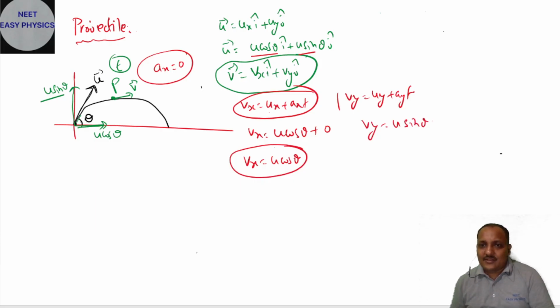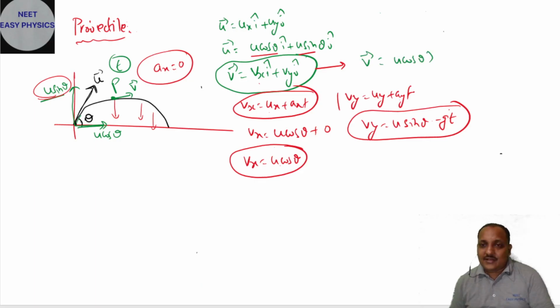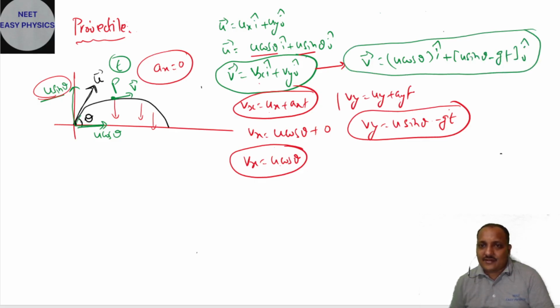What does ay mean? Acceleration due to gravity will always act downwards. Therefore, for a vertically projected body, u sin theta is the vertical component, and so minus gt. Now you can substitute vx and vy in this equation. Then what is v bar? V bar is equal to u cos theta i cap plus u sin theta minus gt j cap. This is the equation for velocity after t time.